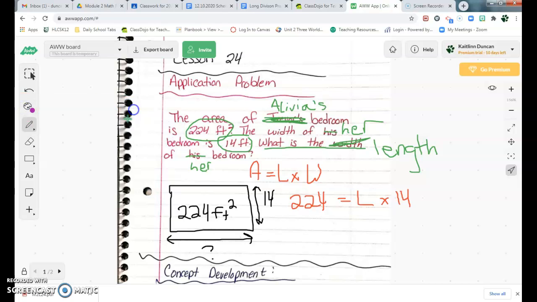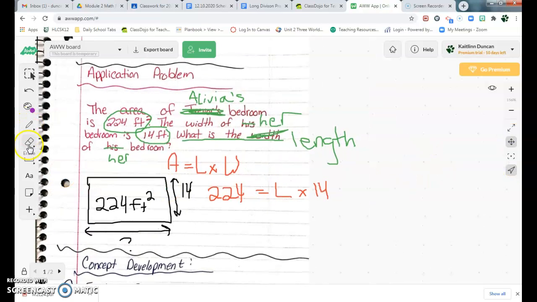So I'm going to go ahead and draw my house. I'm going to kind of run out of room here. I'm kind of a little sloppy. I'm going to draw my house, and my larger number is going to go inside my house, 224.